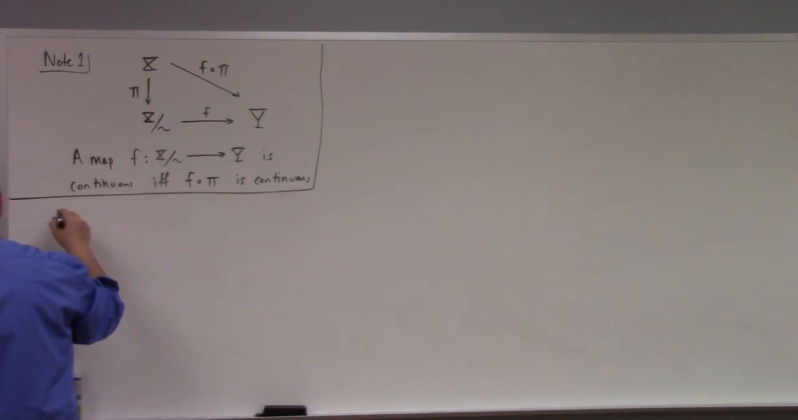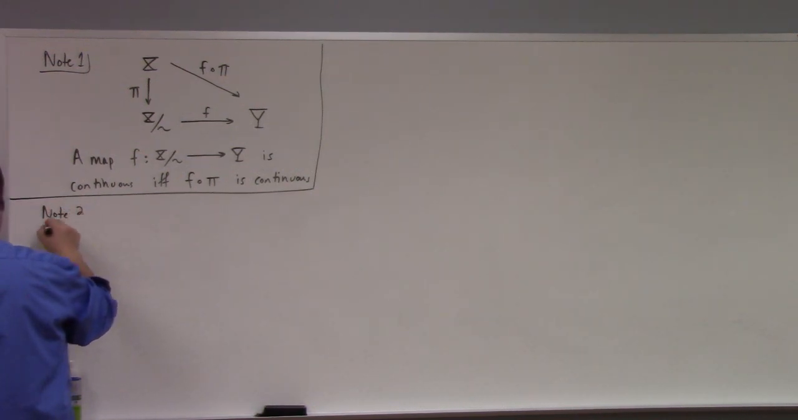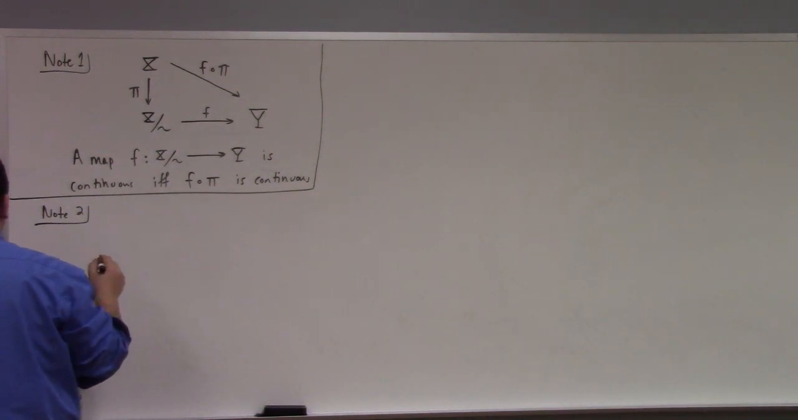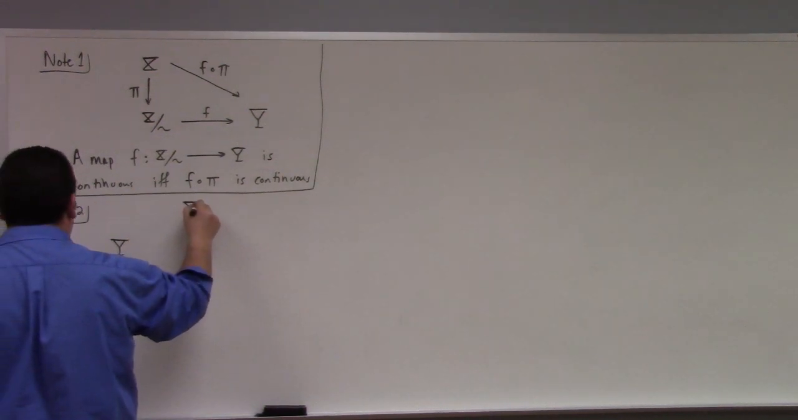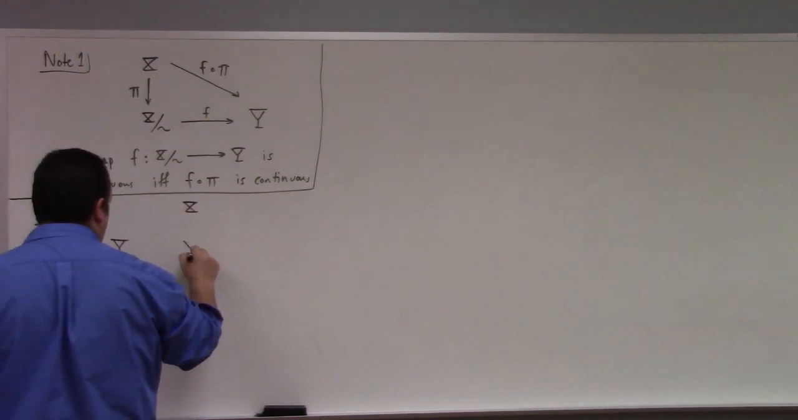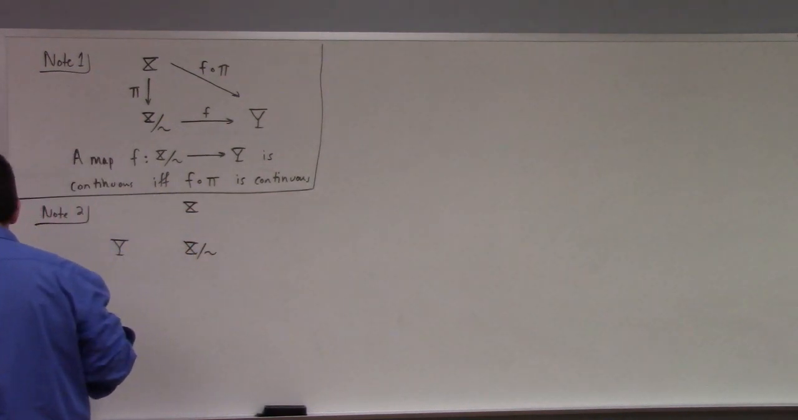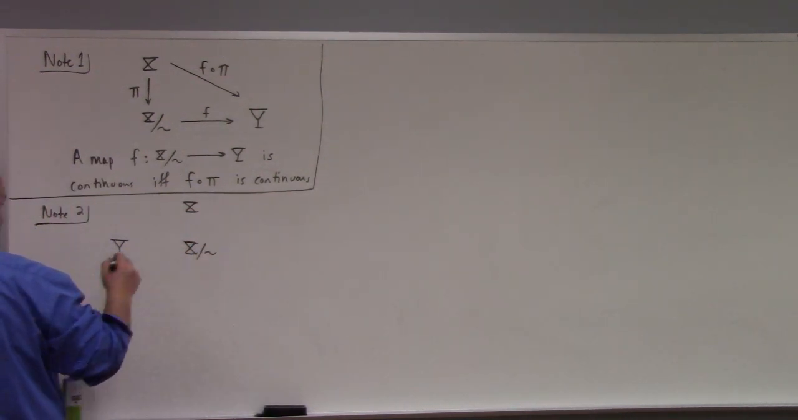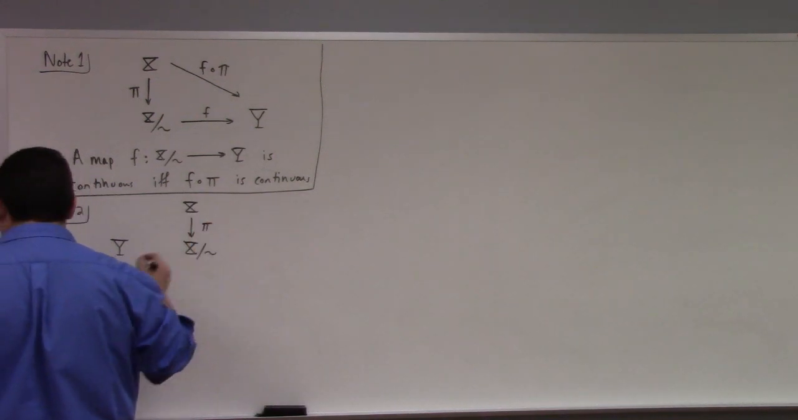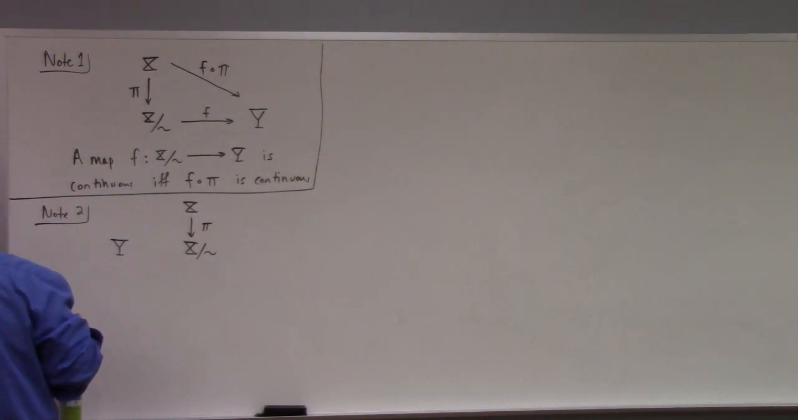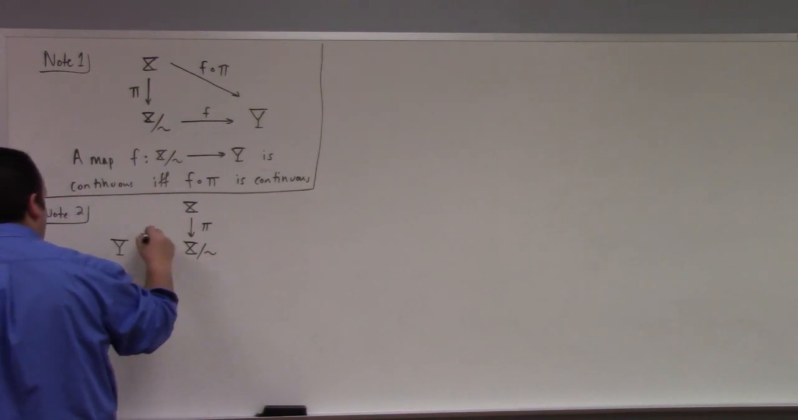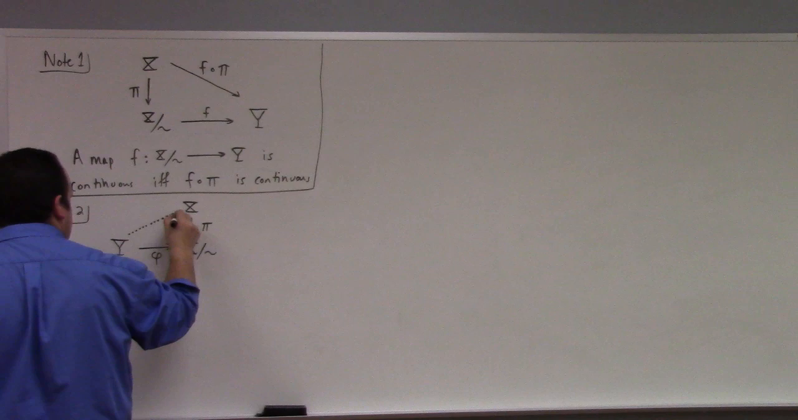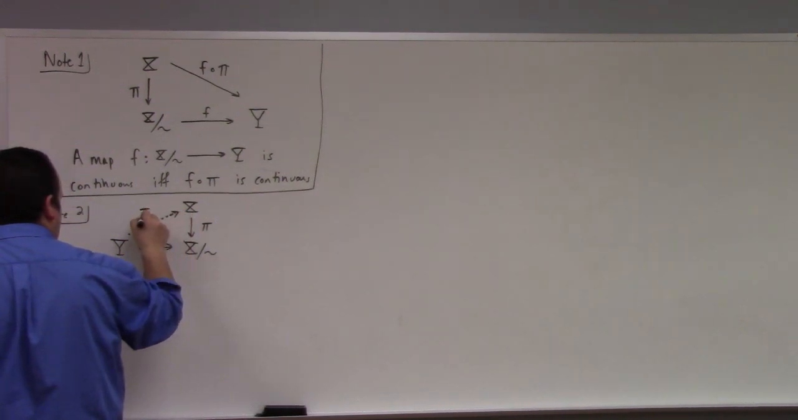Note number 2, and I'll draw the picture. We've got Y down here. We've got X up here. We've got X quotient space by the equivalence relation tilde there. Of course, we've got a pi here. We've got a phi down here, and then a big phi and a dotted big phi. So what's the deal here? What's going on?